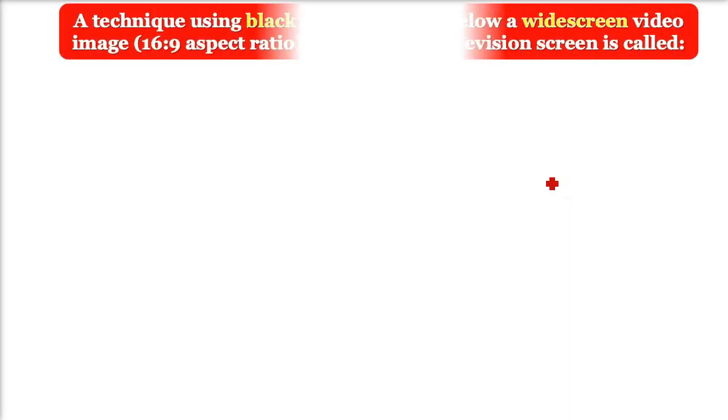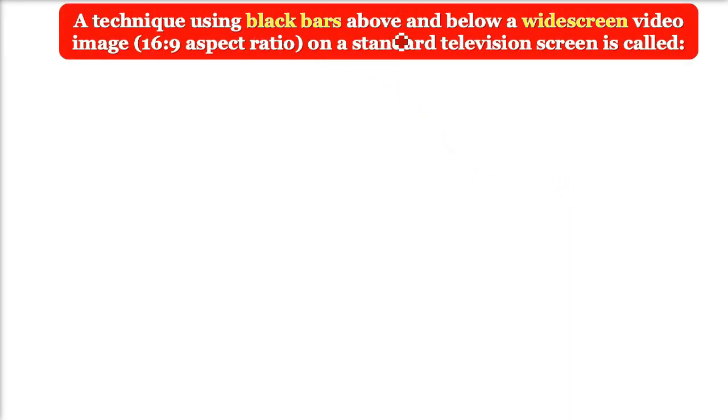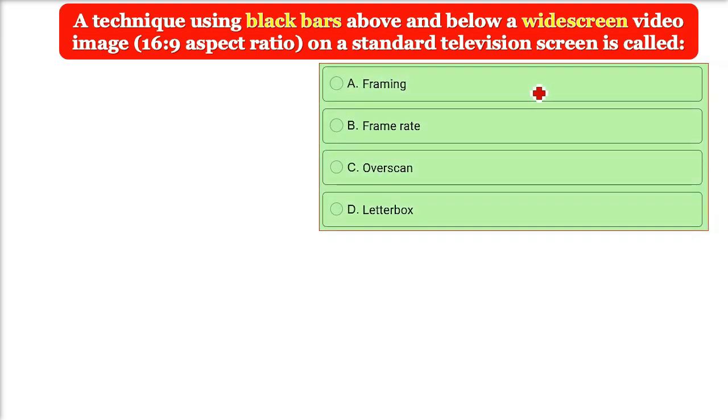A technique using black bars above and below a widescreen video image, which is 16:9 aspect ratio, on a standard television screen is called. So the options are framing, frame rate, overscan, and letterbox.